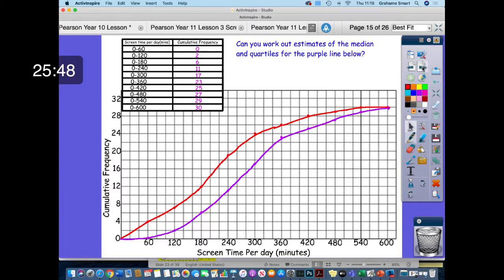Okay, so what I'd like you to do for a couple of minutes is work out estimates of the median and quartiles like I showed you a couple of minutes ago, but for the purple line, not for the red line, the purple line below. I'll give you 2 minutes to have a look at that. I know you might have to do it off the screen, it might be a bit tricky, but have a go anyway, just so you get the feel of it.